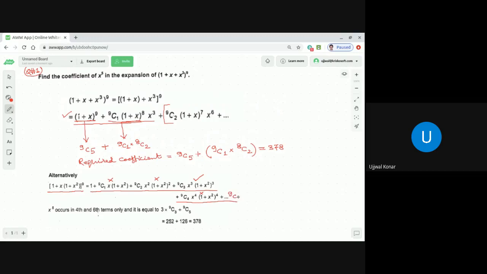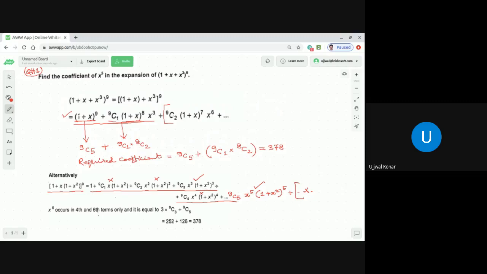9c5 into x to the power 5 into 1 plus x square to the power 5, plus we should not bother about the rest because there will be x power 6. We should not bother about all these things. So then this is also important. Correct? What is the coefficient of x power 5? It is 9c3 into 3. Because why?